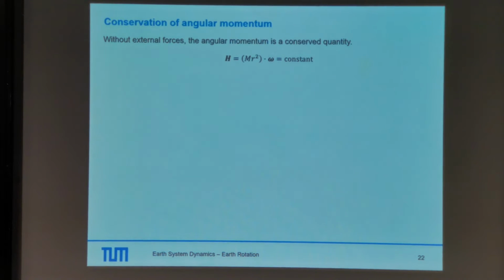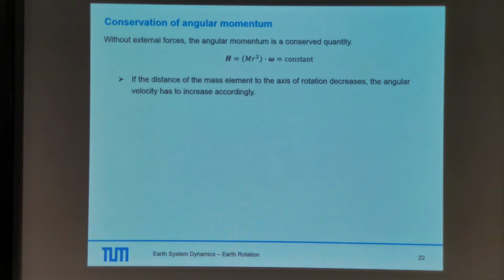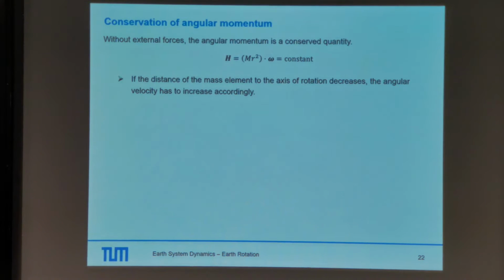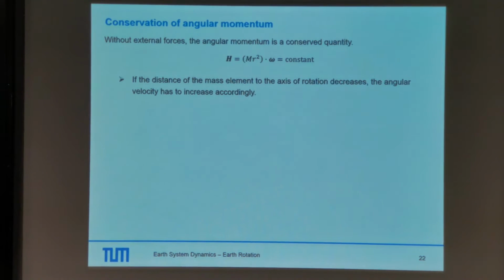So there's no loss of rotational speed, no loss of energy. Within this system, everything is constant if we don't assume external forces. If the distance of the mass element to the axis of rotation decreases, the angular velocity has to increase accordingly due to this formulation here. So you see, if r is changing, then for sure the mass cannot change. That's why omega has to change in this equation.